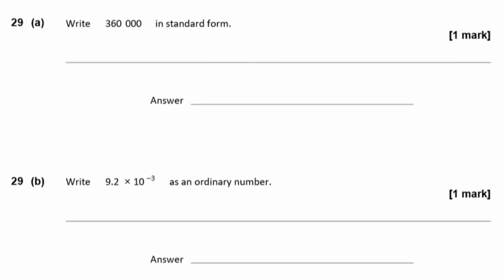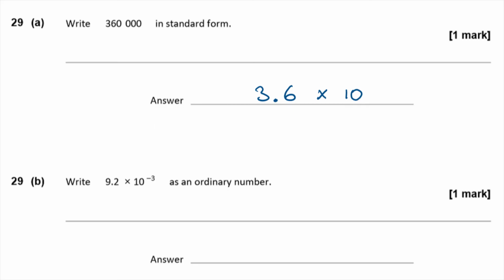Question 29a, write 360,000 in standard form. Now, when you write a number in standard form, you use the same digits. So I'm going to use 3 and 6, but I'm going to change where the decimal point is. I'm going to put it in between the two. This is what we call the mantissa part of your expression. It has to be a number between 1 and 10. So you have to place the decimal point in such a way as it creates a number between 1 and 10. And then we're going to multiply through by a power of 10.